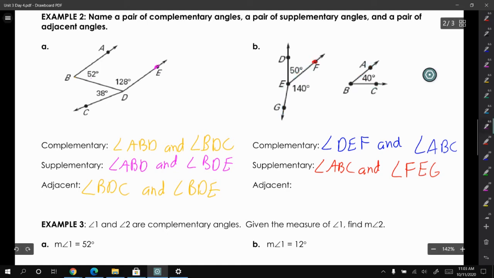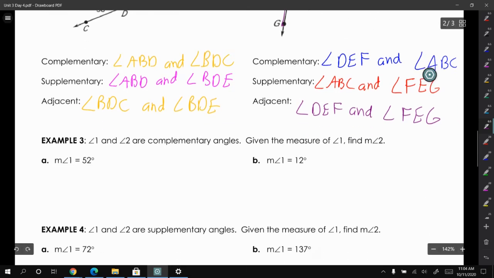And then the two adjacent angles, angle DEF and FEG, because those two angles share side EF and vertex E.